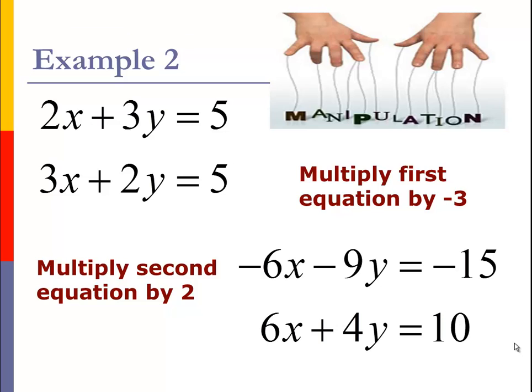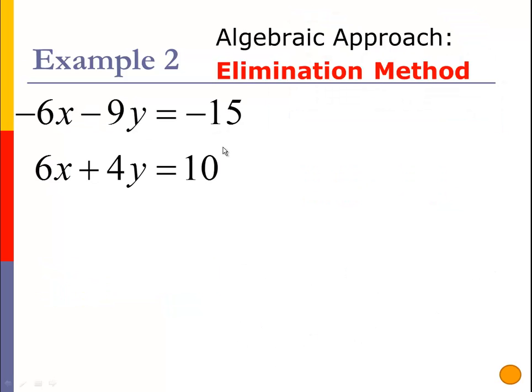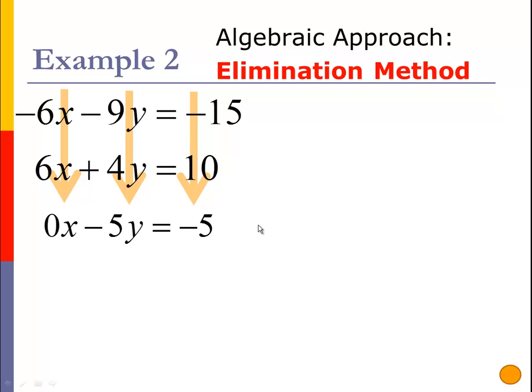Now that I've got my equations ready to go, I'm ready to do the elimination method, because I've got the same number with opposite signs. So let's do that. We work that first column to get a 0x, then we work the y's and the numbers. When we combine these two equations, we get 0x, which means that term goes away, leaving -5y equals -5. We've just eliminated one of the variables.